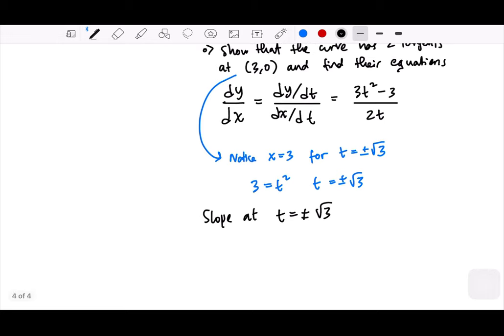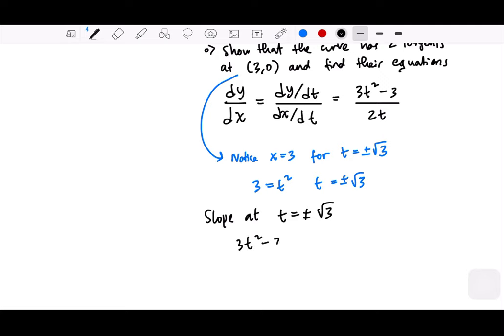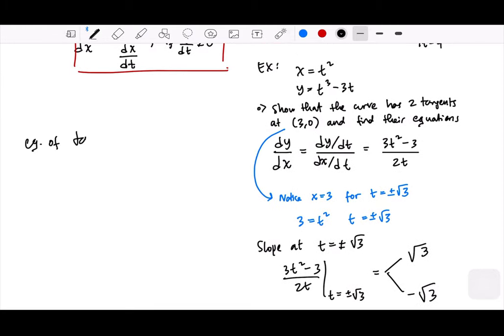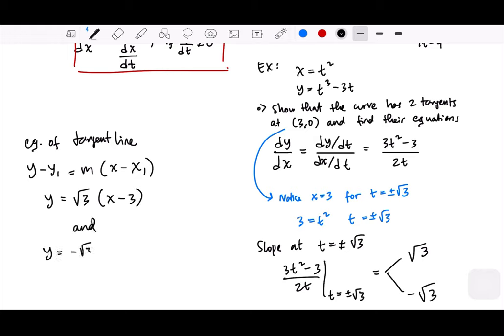So for the slope at t equals plus or minus square root of 3, we can substitute into our equations. So 3t squared minus 3. So it will have two answers. The first one is positive square root of 3. The second one is negative square root of 3. So the equations of the tangent line, let me write here, just some review. You have two equations.